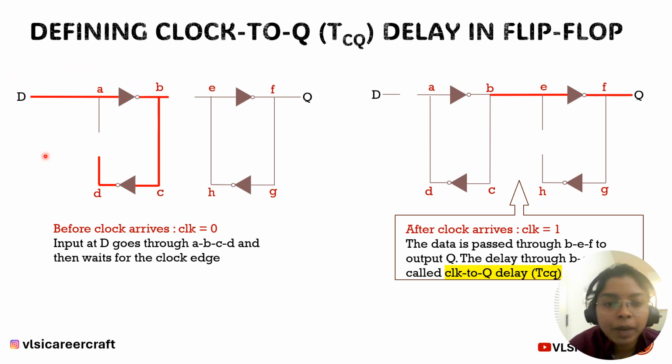So going back to the operation of the D flip-flop, the value at input D propagates to internal nodes A, B, C, and D, and then waits for the clock edge to arrive. After the clock edge arrives, the transmission gates switch to the opposite positions, and then the value at B propagates to E and then F. So the output value is nothing but the value at node F. The data passing through B, E, and F takes some time, and this delay is termed clock to Q delay.